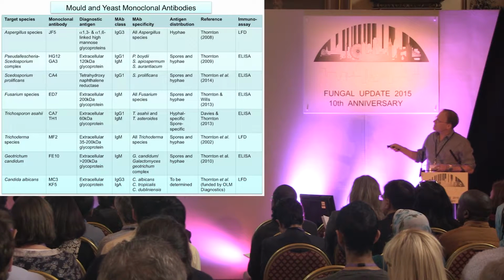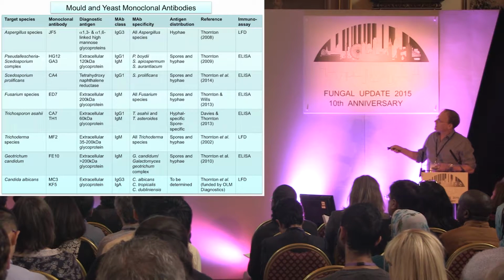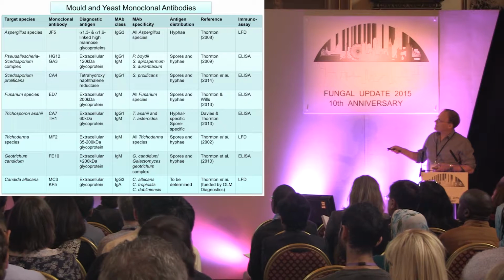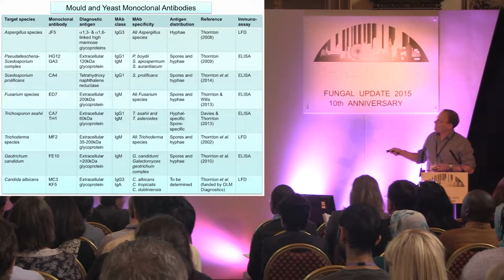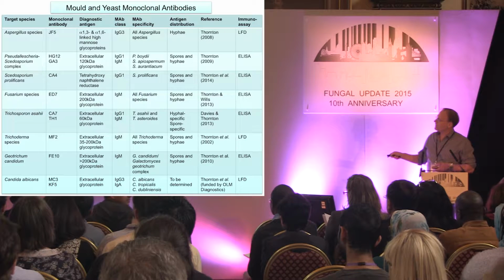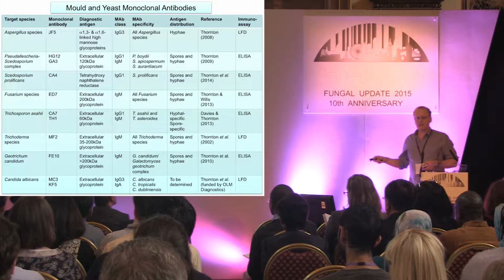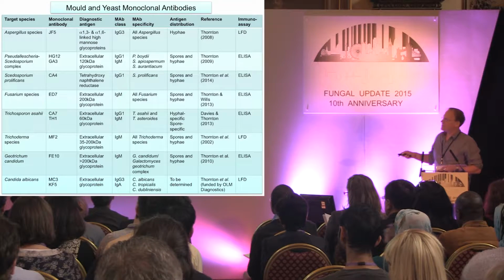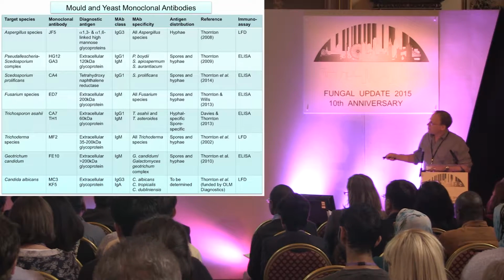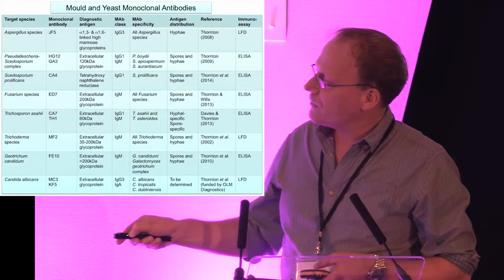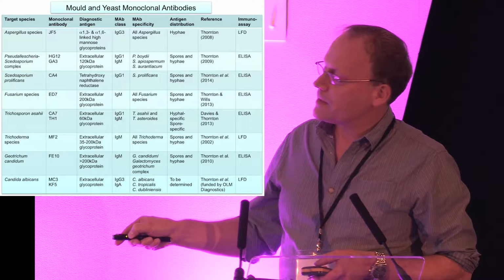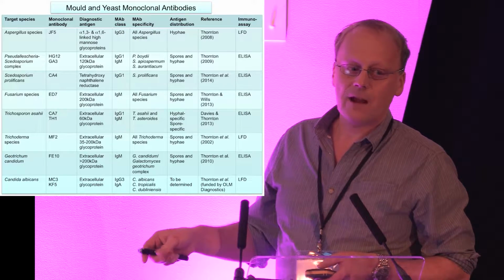So you've got Pseudallescheria boydii/Scedosporium apiospermum complex, Scedosporium prolificans, a Fusarium specific monoclonal antibody, Trichosporon, Trichoderma, not really a human pathogen, although there are reports of it in dialysis patients, etc. Geotrichum, and more recently, in fact, in the last few months, a monoclonal developed specific to Candida albicans.